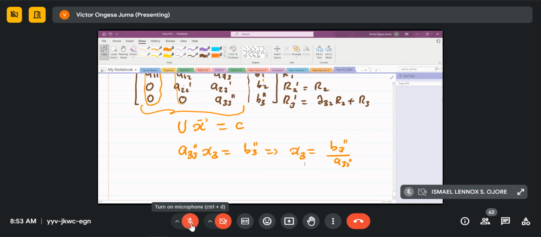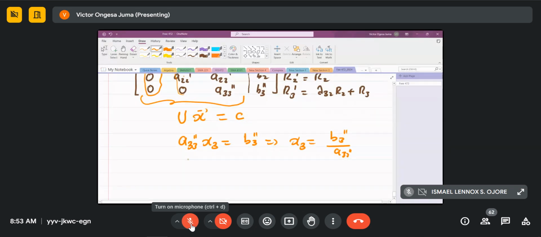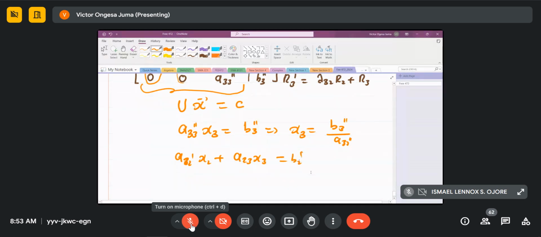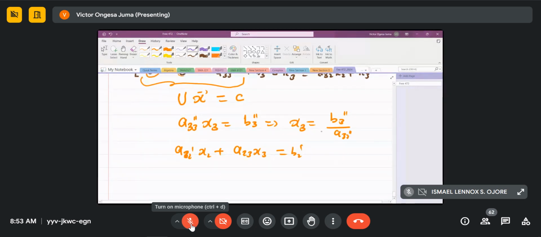And once you have this solution, compare the second row. It is A22 prime X2 plus A23 X3 is the same as B2 prime. But remember now, you have X3, so you just plug it here. And then you can say that A22 prime X2 is the same as B2 prime minus A23 times X3. X3, I know it, I'm just keeping it so that you know that you know it.